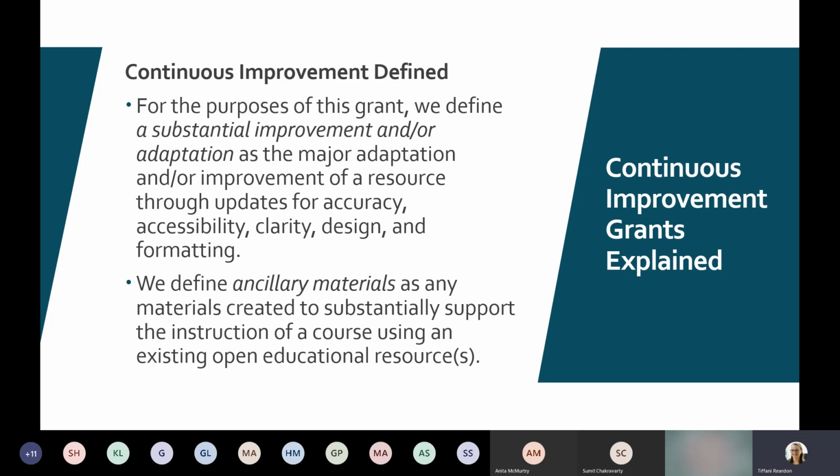And then ancillary materials are any materials created to support teaching with an existing course using open educational resources. So that could be PowerPoints, it could be quiz banks, it could be supplementary videos, things like that. The important thing is that with both types of grants, anything you produce with the grant funding is going to have to be openly licensed. And that's all explained more in depth in the RFP, and it is something that you'll have to check on the application as well.